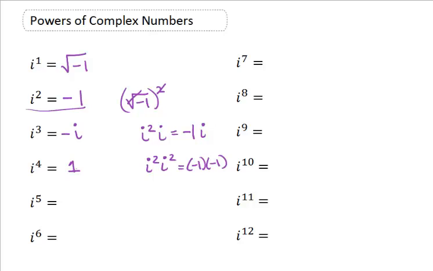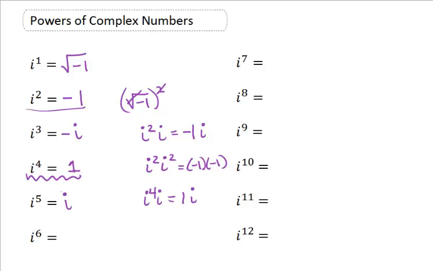i to the 5th. That's 5 of them. I can write it in any way that I want. I'm going to split it as i to the 4th times an i. The reason I did that is that we just learned that i to the 4th simplifies as 1. So this is 1 times i, and 1 times i gives you i itself. Okay, so we start to see how some of these work out. You might want to pause the video and see if you can figure out the rest of these at this point.